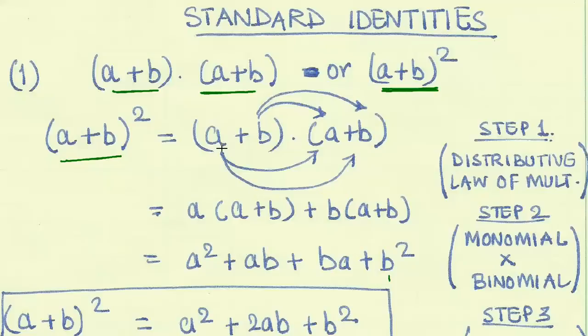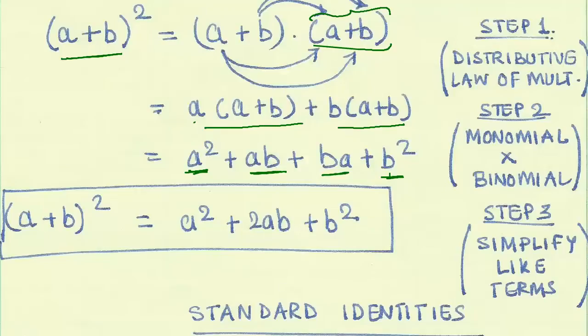Or the other way is you just take this a and multiply it entirely by (a + b). Similarly, you take the b and multiply it by (a + b). So what I have done here is taken another method. I'm saying, take the a and multiply it by (a + b), plus b multiplied by (a + b), and then this is essentially a monomial multiplied by a binomial. That's step 2. So we solve this. So a times a gives you a square, a times b gives you ab, b times a gives you ba, and b times b gives you b square.